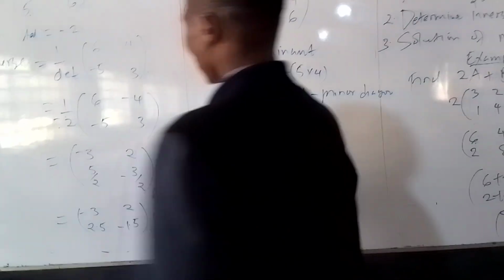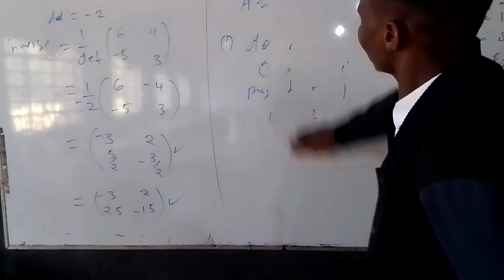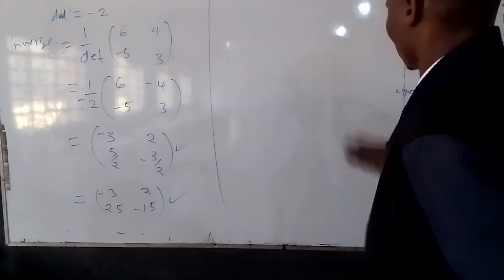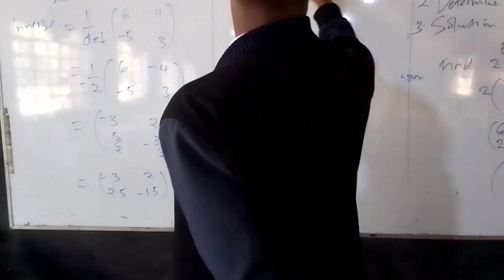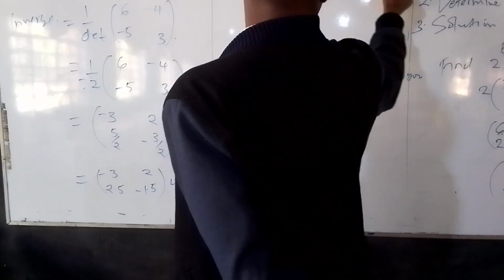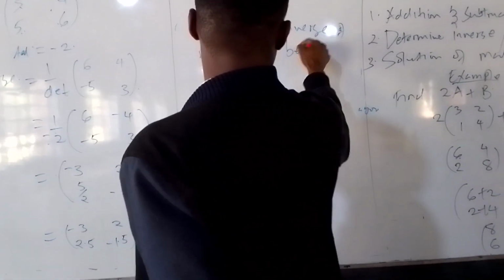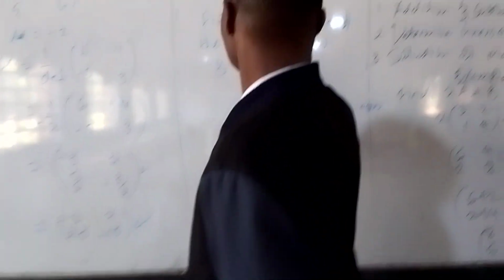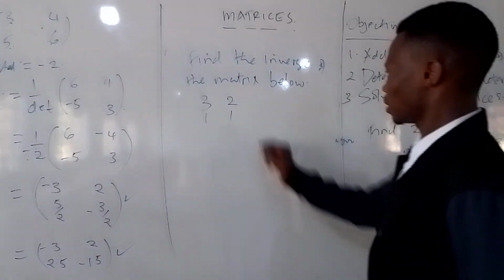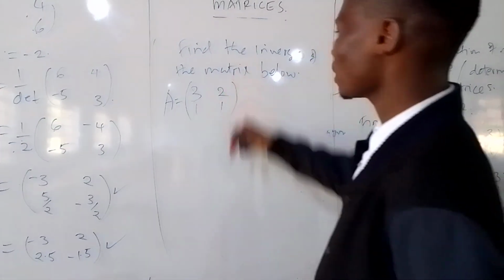Let me do another example so that you can see what we have. Now, find the inverse of the matrix below. The matrix is 3, 2, then we have 1, 1. This is the matrix. Maybe let us say this is matrix A. And then we find the inverse of matrix A.